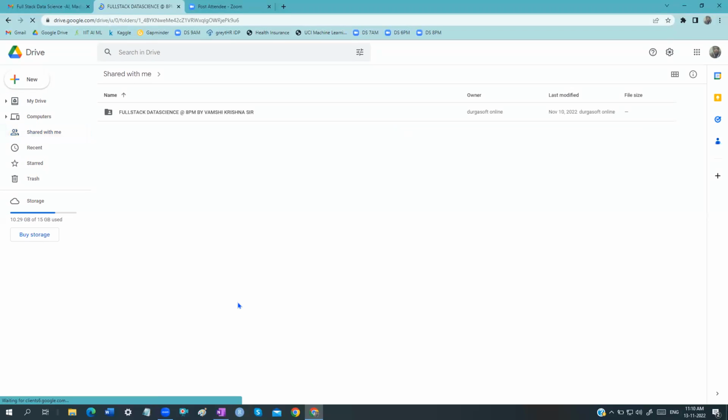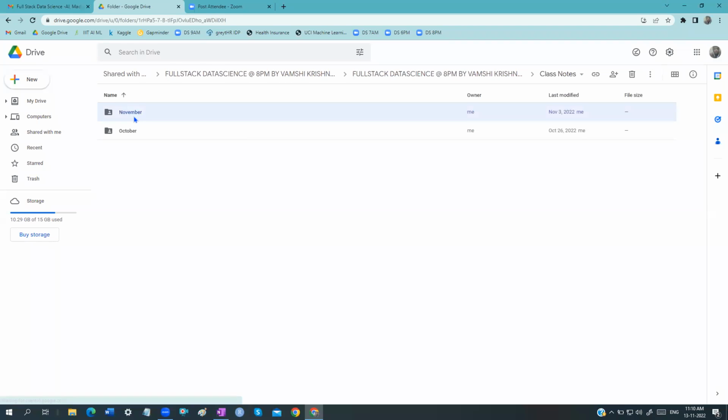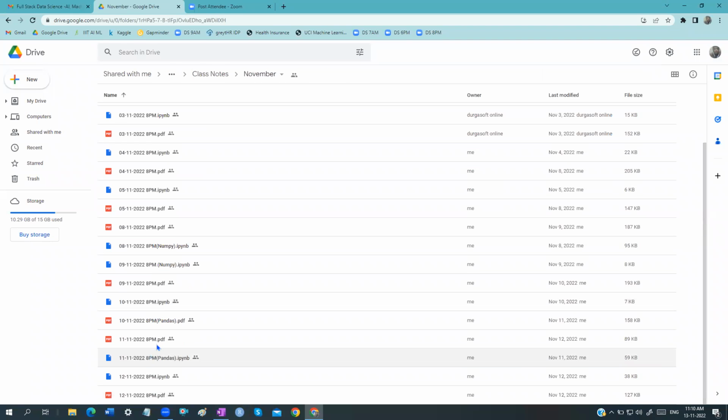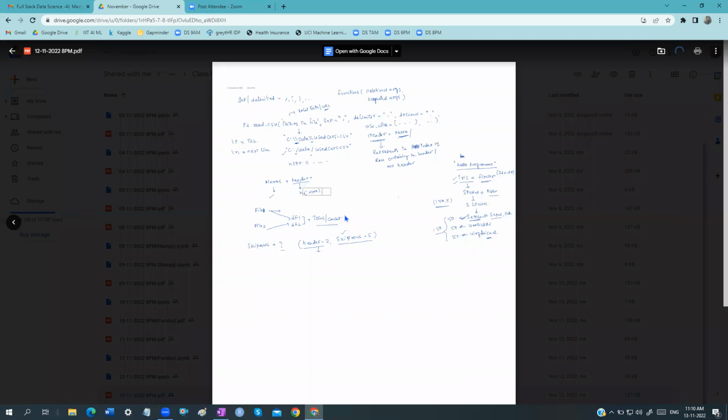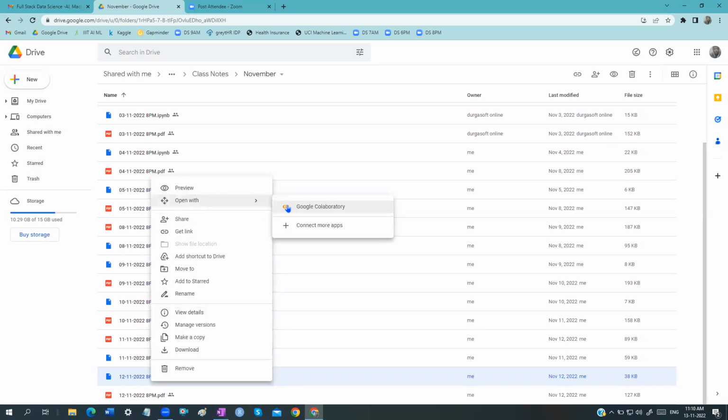Just let me show you one. This is a recent batch which started hardly one month back. Every day-to-day class notes will be there like this. For example, yesterday night there was a class at 8 p.m. This is the class notes which I wrote in the class. This is the notebook I have written. Whatever code I wrote in the class is going to come to you, so you can look at that code and practice.